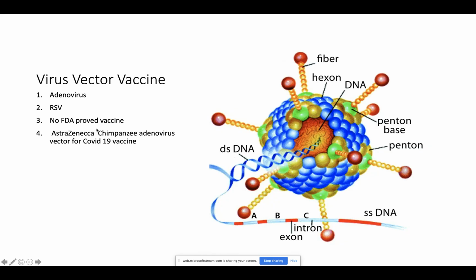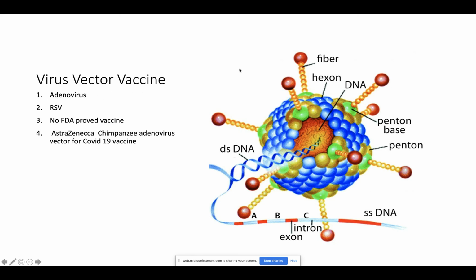The next type of vaccine, the third one, is the virus vector. I use a virus as a vector. Vector means it's a carrier, like a transportation. It's not the coronavirus anymore. I use a different type of virus. The most commonly used is adenovirus. Some other vaccines may use RSV, but currently in the clinical trials it is the adenovirus.